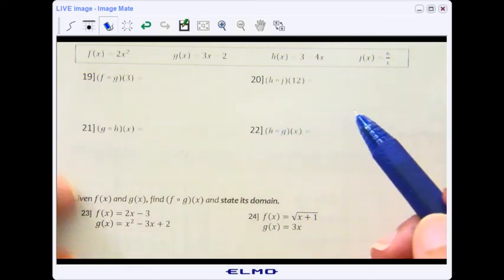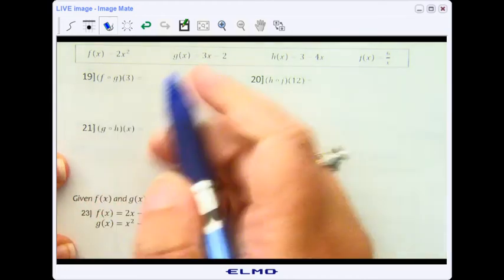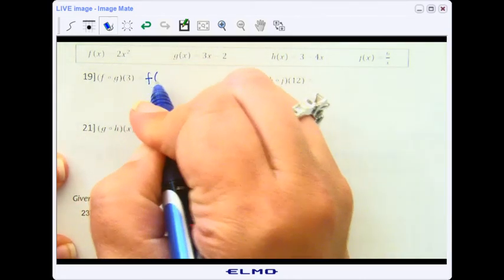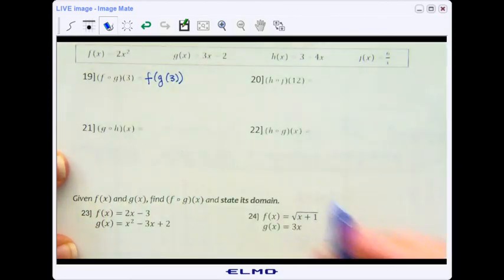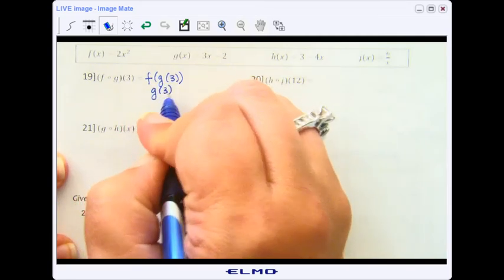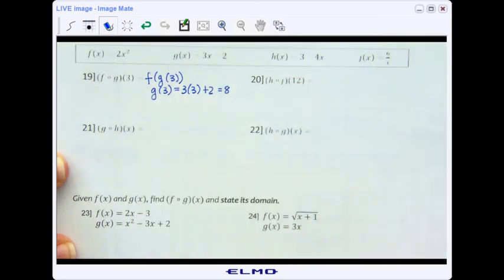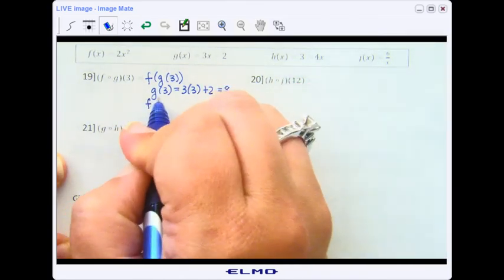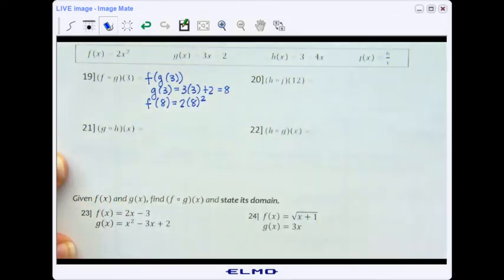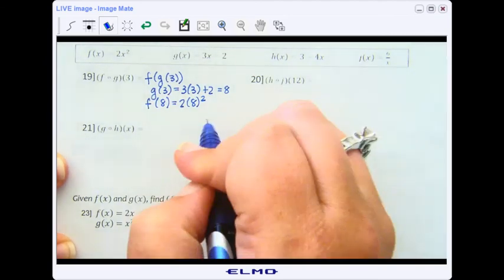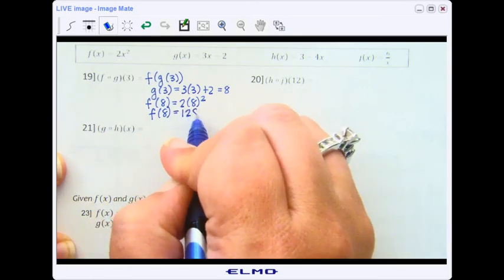We are given 4 new functions, and this time we're finding compositions of those functions. So f of g of 3 means f of g of 3. First, I need to find g of 3. So g of 3 is equal to 3 times 3 plus 2, which is 8. So I need to find f of 8, and this is 2 times 8 squared. So this is 64 times 2, and f of 8 is equal to 128.